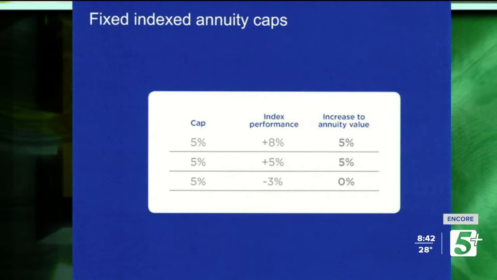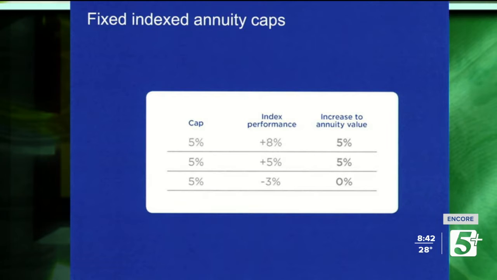So here's an example where you may have caps. Now, I personally try to avoid anything with caps. And the reason is, if you look here, the cap is 5%. So if the index goes up 8, you're going to get 5. If it goes up 5%, you would get that 5. If it only goes up 4, you get 4, 3, and so on. But as you can see, if it goes up 8%, 10%, 12%, I'm still only going to get 5. Now, if the index had negative performance, I would just get a 0. I don't lose any money.